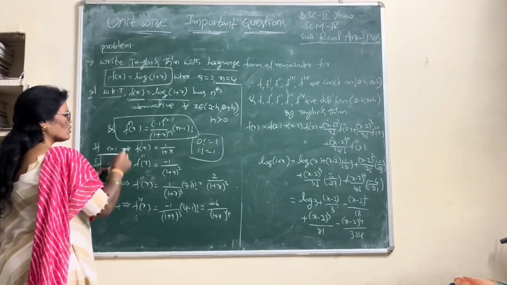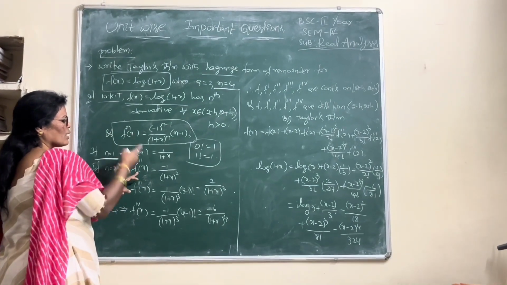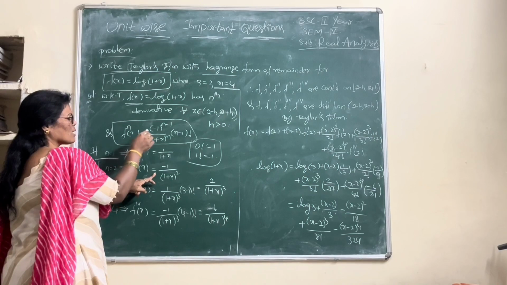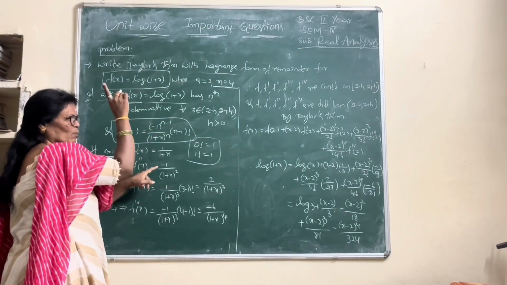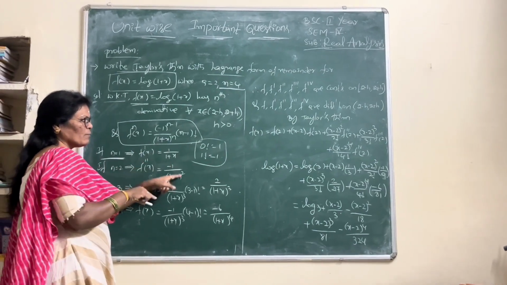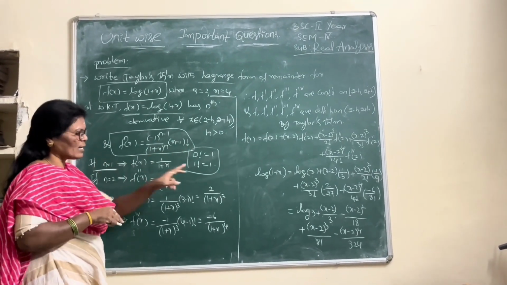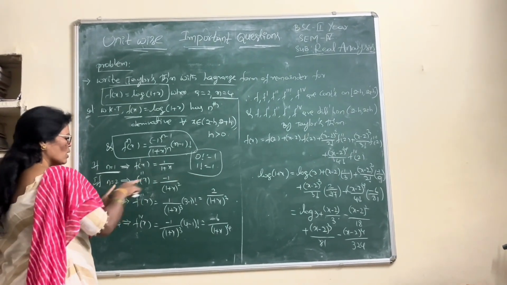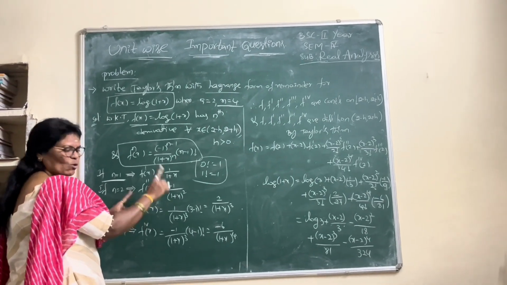And if n equal to 2, you should substitute in this expansion. f power double dash of x should be equal to (minus 1) whole power 2 minus 1, which is 1, (minus 1) whole power 1 is minus 1 only, by (1 plus x) whole square into 2 minus 1, which is 1 factorial. 1 factorial, what I said, it should be 1. So its derivative is nothing but we should get minus 1 by (1 plus x) whole square.